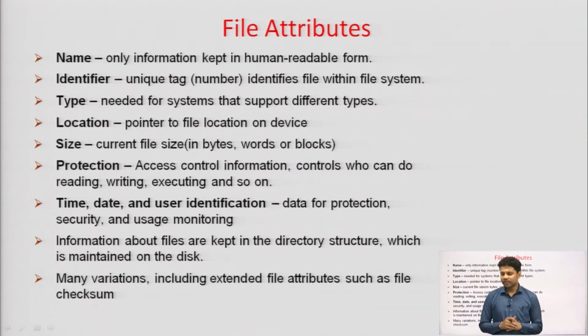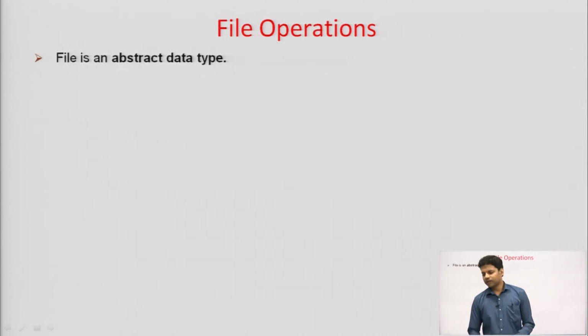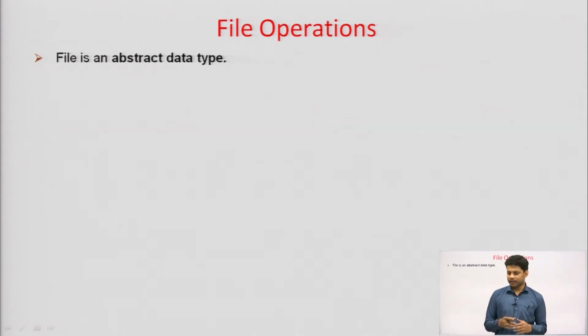Now, there are many variations including extended file attributes such as file checksum. Okay, so checksums are used to detect whether the file has been modified or not. Okay, and then information kept in the directory structure. So we will see that when we look at the directory structure. File operations, what are the file operations involved? Let me again define the file. It is an abstract data type.